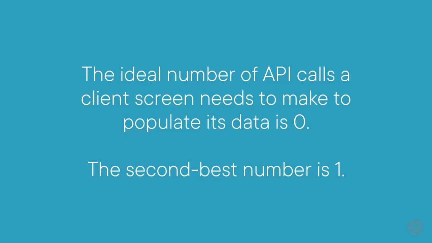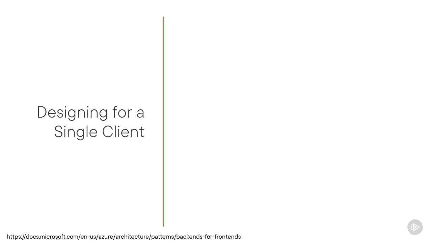For screens that need data, and the necessary data isn't already local, the ideal number of API calls to make in order to populate that entire screen is 1. If you only have one client that you're building a back end to support, you can optimize your API to fit its needs. If you have a bunch of APIs and a bunch of clients, you can still get the benefits of designing your APIs to suit each client by following the backends for front ends, or BFF, design pattern.